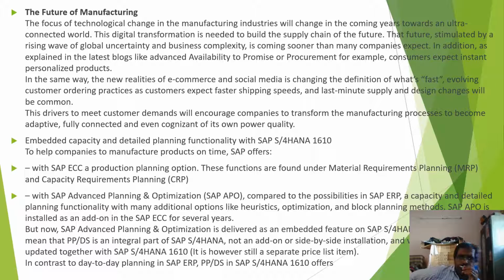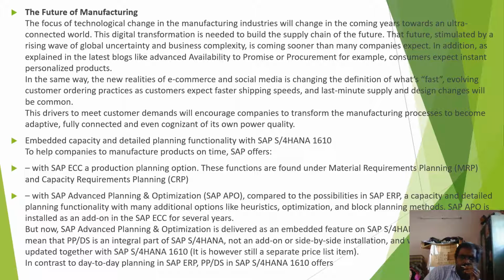SAP APO is installed as an add-on in SAP ECC for the several years, but now SAP Advanced Planning is delivered as an embedded feature on SAP S/4HANA 1610's release. This means PP/DS is an integral part of the SAP S/4HANA, not an add-on or side-by-side installation, and will be installed and updated together with SAP S/4HANA 1610. It is, however, still a separate price list item.